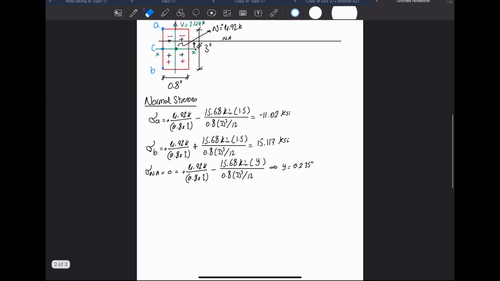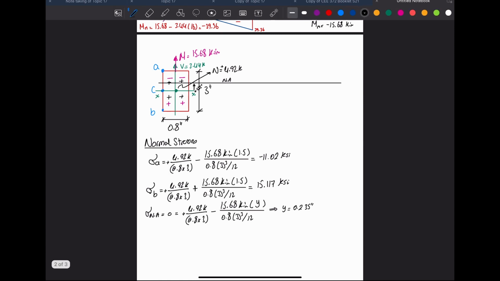So let's draw the normal stress distribution. I'm going to make the working lines horizontal like this, and then the reference line is going to be vertical, because it's parallel to the bending moment, which is how the moment is distributed in that cross section.